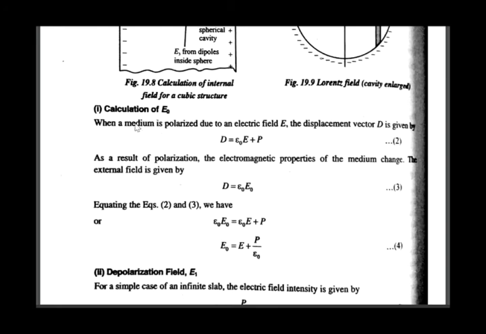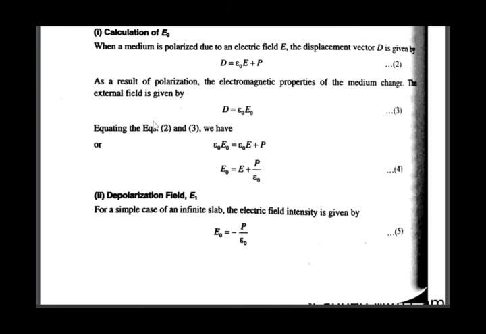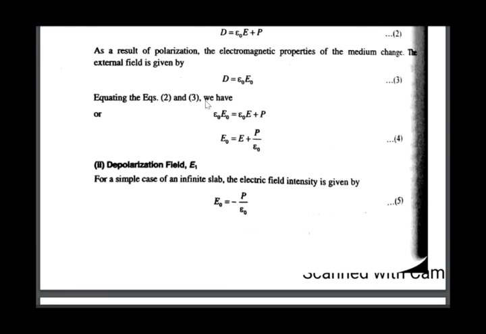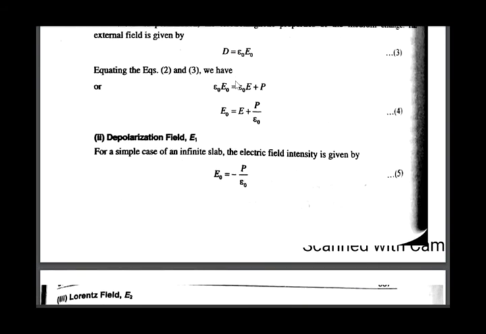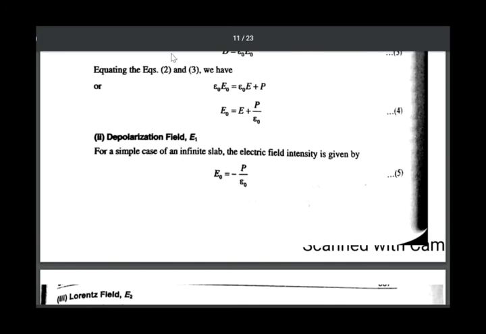And now come to this calculation of E0. When a medium is polarized due to an electric field E, the displacement vector D is given by D is equal to epsilon naught into E plus P. As a result of polarization, the electromagnetic properties of the medium change. The external field is given by D equals epsilon naught into E naught.